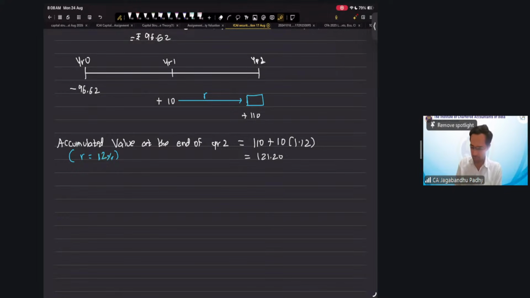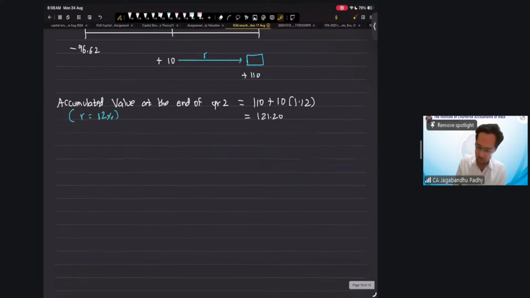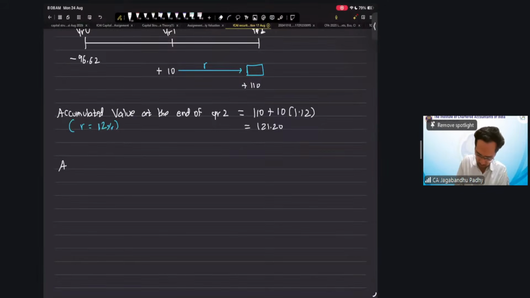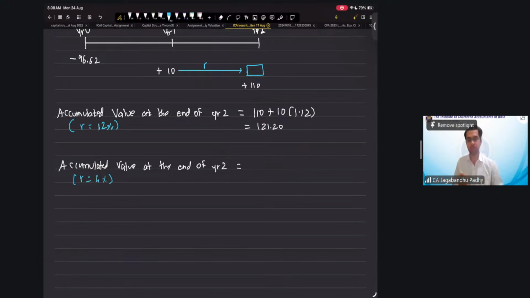So the accumulated value at the end of year two highly depends on this rate. Right? So let us say, what will be the accumulated value at the end of year two if we say the R is only 4%? Reinvestment opportunity available for you. If it is just 4%, then that.